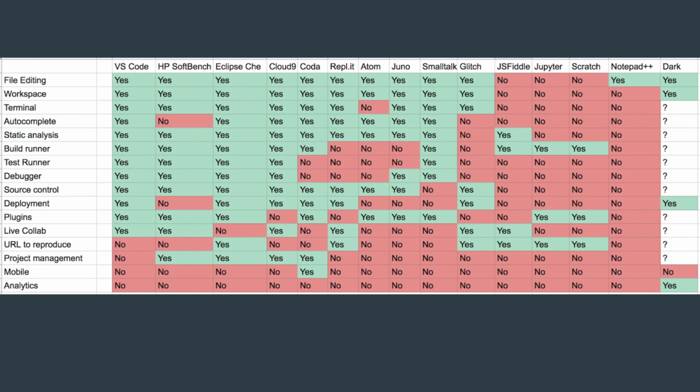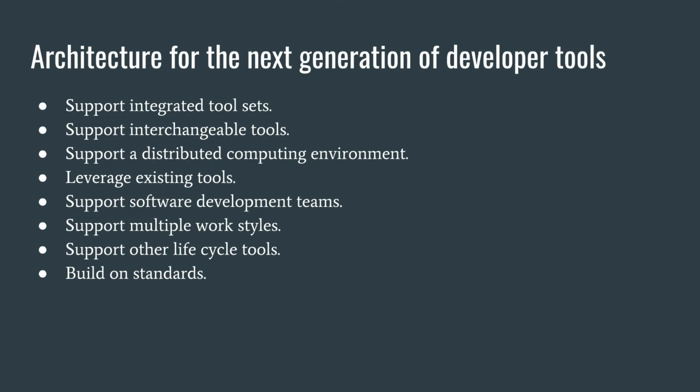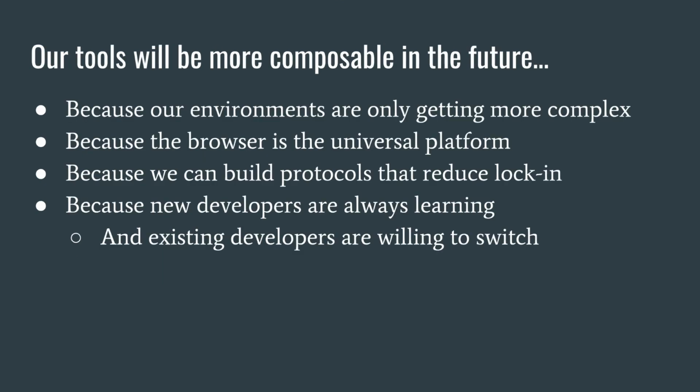So I came up with this whole grid. This was my analysis of these tools. I know a lot of you here are from Glitch. You've got some work to do. And so the next generation of developer tools, these were written almost 30 years ago. It's still true. And how are we going to get there?